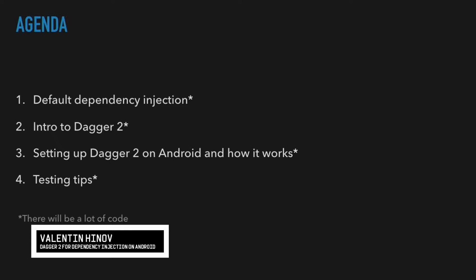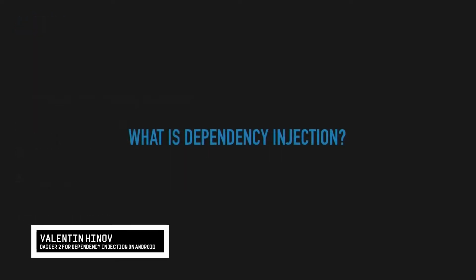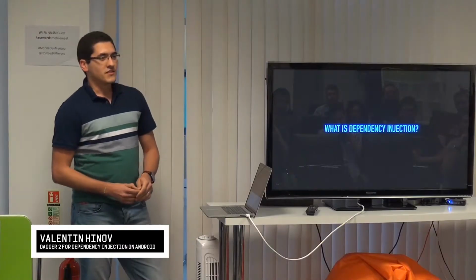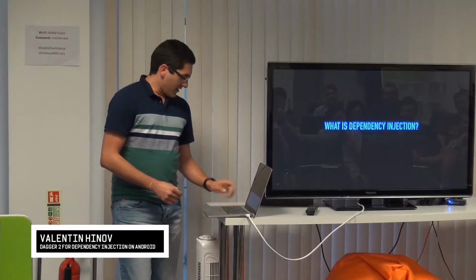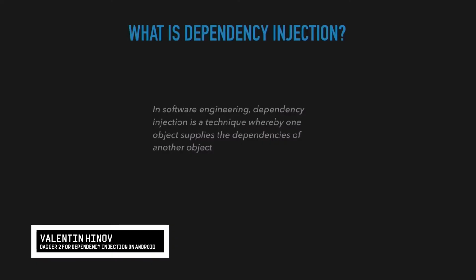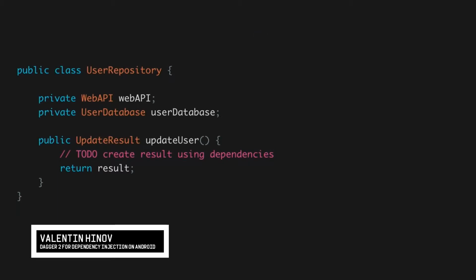Right, so let's start with an easy question. What is dependency injection? Now, in software engineering, dependency injection is a technique whereby one object supplies the dependencies of another object, and that is what Wikipedia will tell you. Now, of course, that is just meaningless until you figure out what it actually means. So let's see a really, really simple example. I will be using Java, by the way, for you Kotlin people.